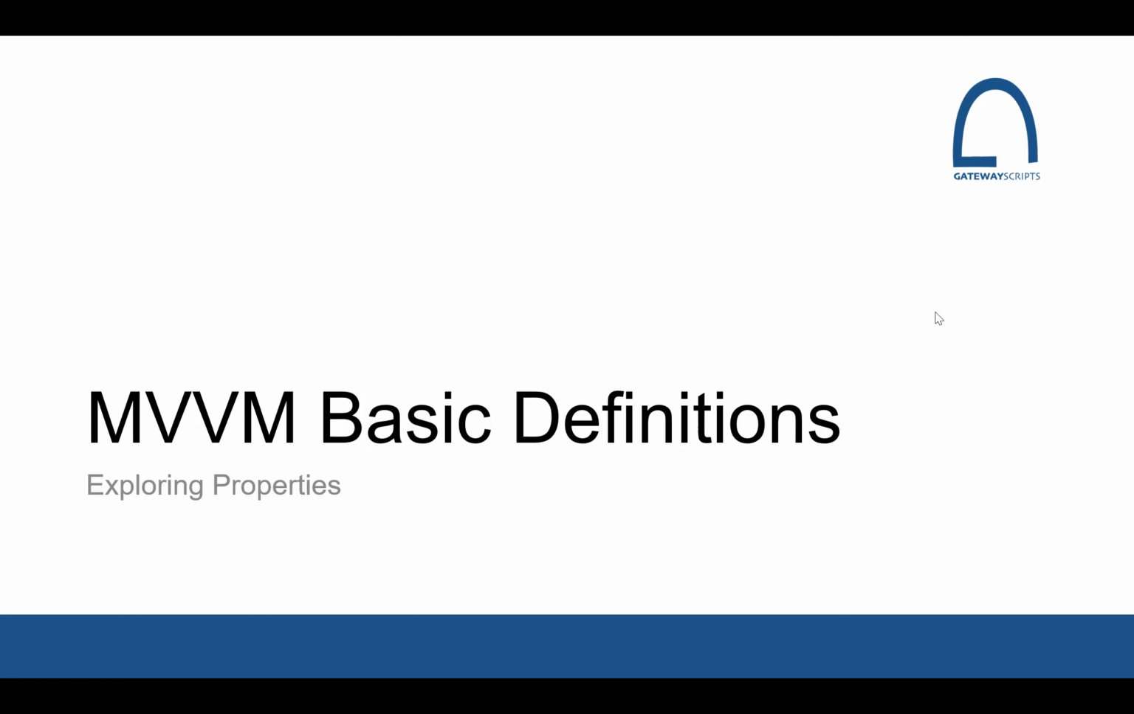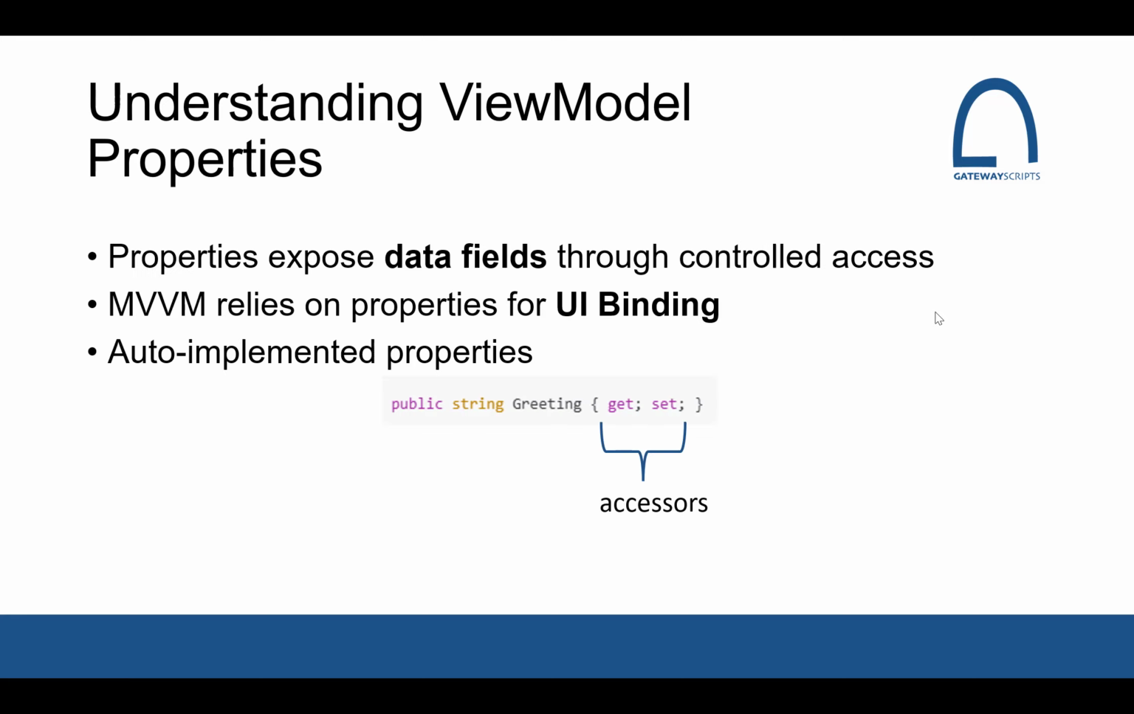So let's dive a little bit deeper into some MVVM concepts. Because the binding expression depends so much on the settings of these properties that we're binding to, let's explore a little bit about properties and understand a little bit more about how they behave. The basic concept behind properties is that they expose data fields and allow controlled access to their values. MVVM relies on properties for binding to the UI.